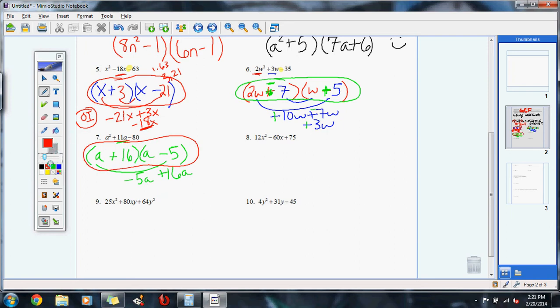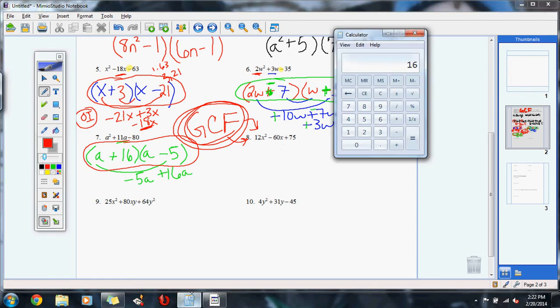Now, here it is. Ding, ding, ding, ding, ding. Be careful here. GCF. I've been talking about this the whole time so that when we get to number 8, we don't fly past it and try to do guess and check right away. What is the number that goes into 12, 60, and 75? Well, you only really have to look at 12. So I'm going to show you how I do this.